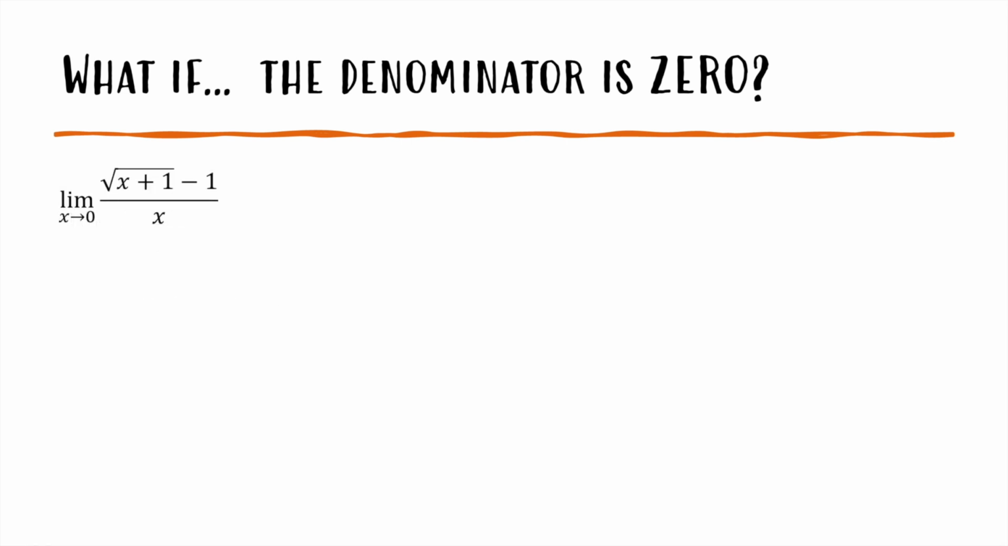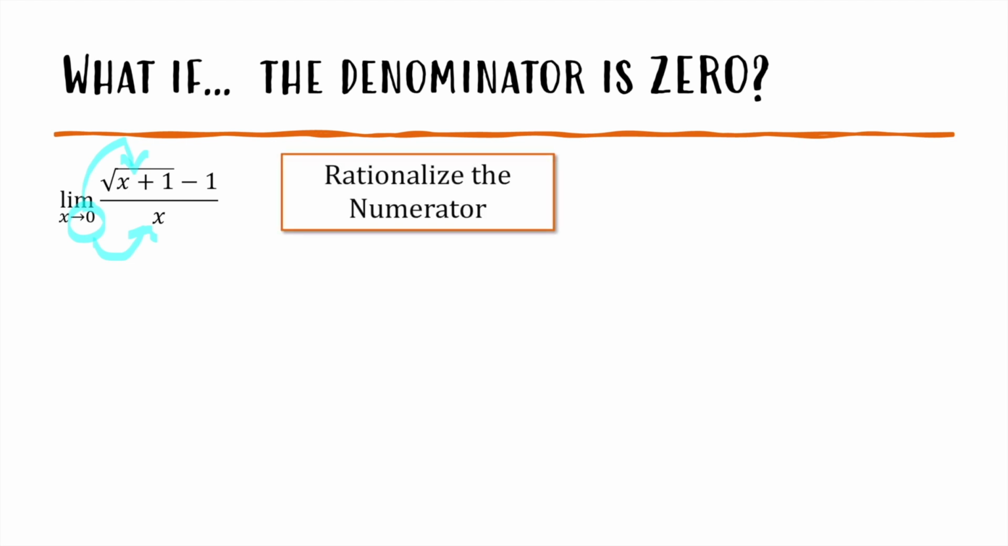Okay, this one might freak you out a bit. First thing we do, of course, is try direct substitution. So you plug in a 0, you have a 0 on the bottom, and if you plug in 0, you get a 0 on the top also. So we have some indeterminate form. We can't factor the top or the bottom to help us. So what we're going to try is called rationalizing the numerator.